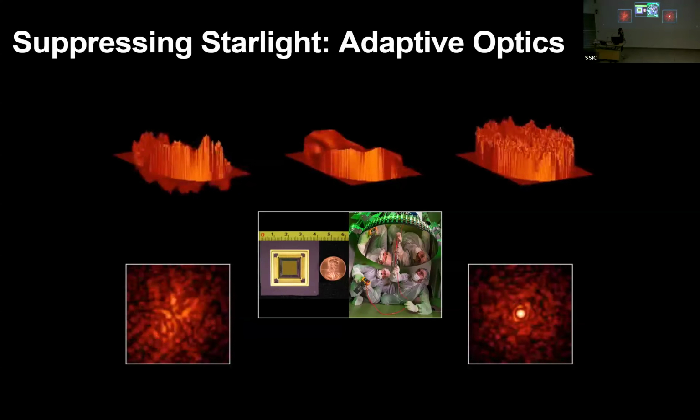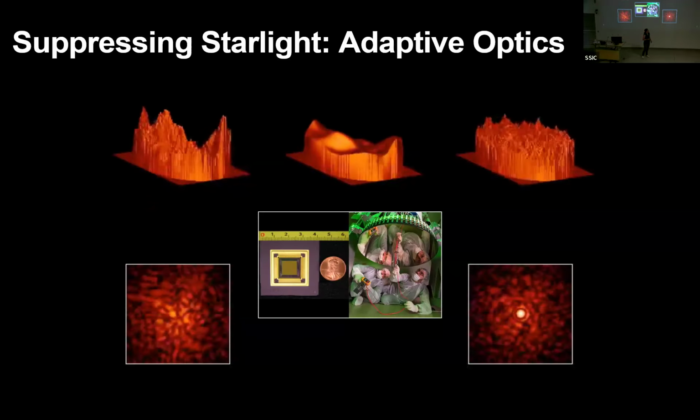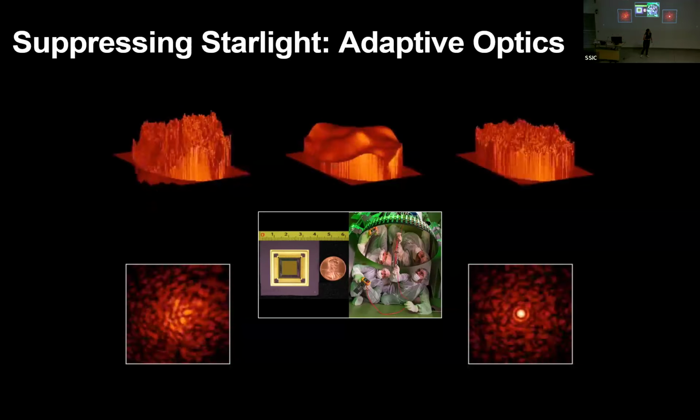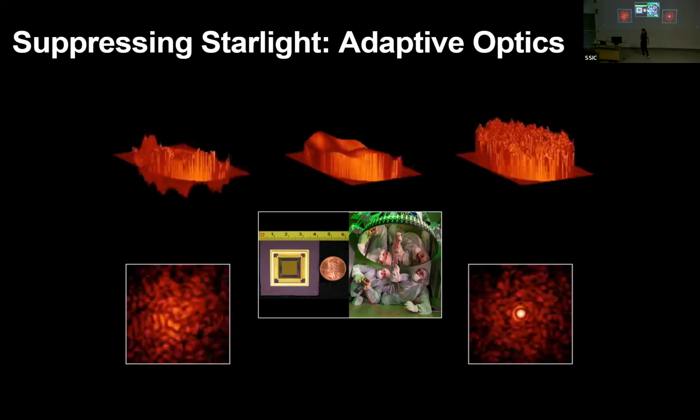And over here is your kind of high time resolution movie of what your image looks like beforehand. And here's what it looks like after. So AO is one step in concentrating your starlight so that you can then suppress it in some way. And so you can see that your image here is much sharper than before you've used your adaptive optics system.